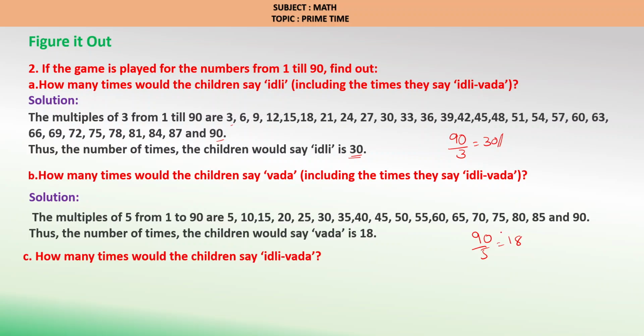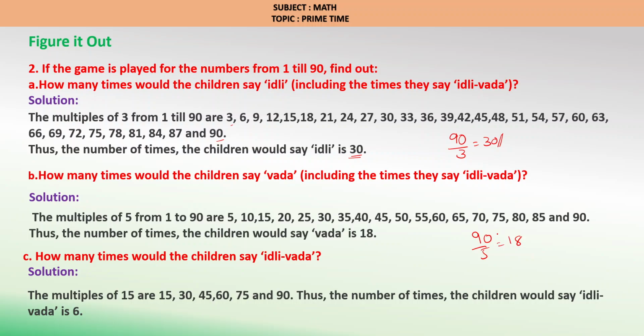How many times would they say idli-vada? The answer is 6. The multiples of 15 are 15, 30, 45, 60, 75 and 90. So the number of times the children would say idli-vada is 6. This is nothing but 90 divided by 15, which gives us 6.